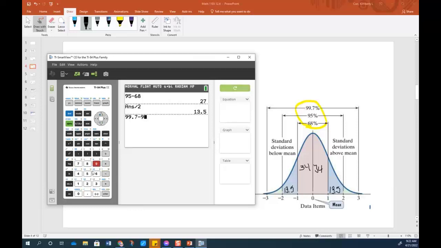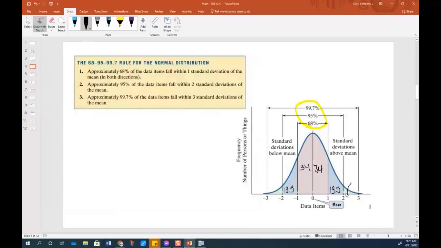But I can take that 95% out of the middle, and that gives me 4.7% for the total in this little light color section. But since I have that 4.7%, I do need to split it between each one of those. So I'm going to divide by 2, and I find that each one of these light areas is approximately 2.35%.